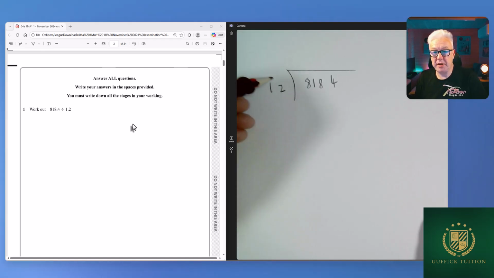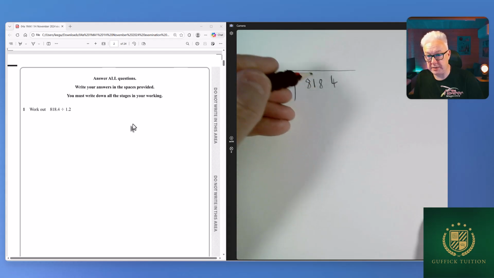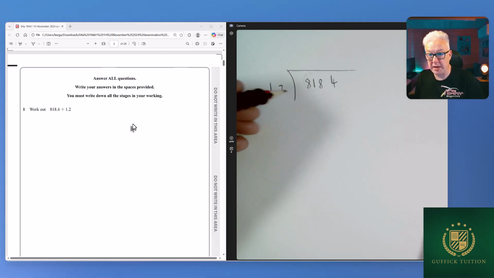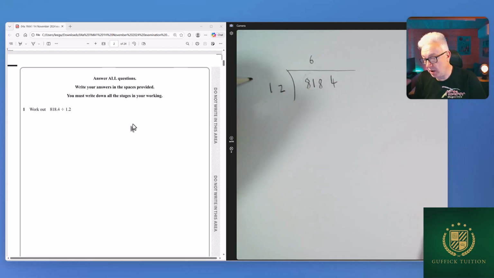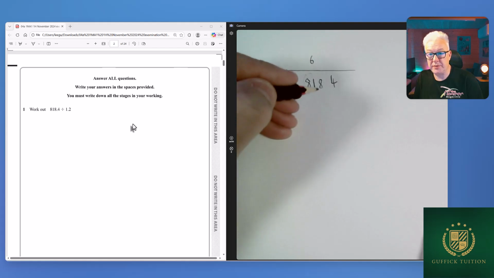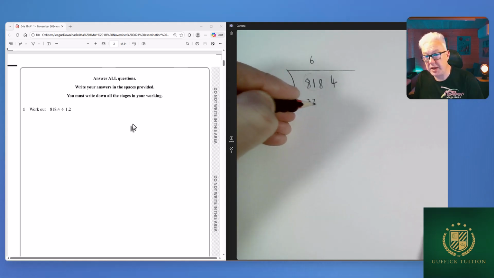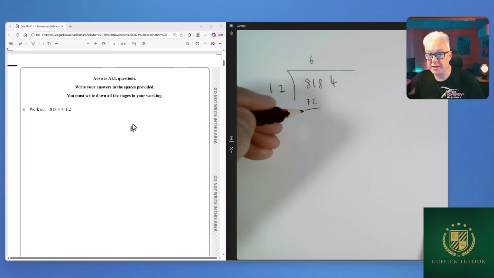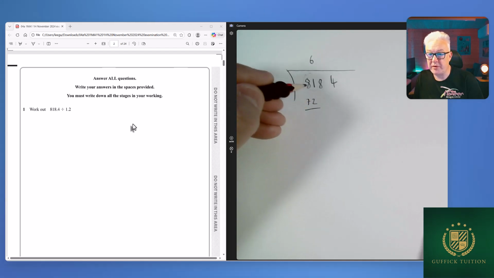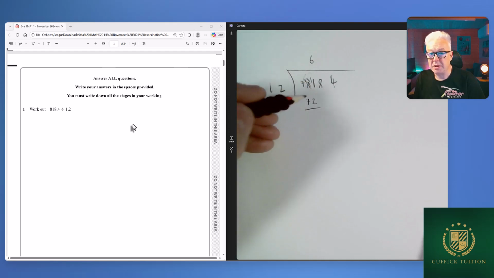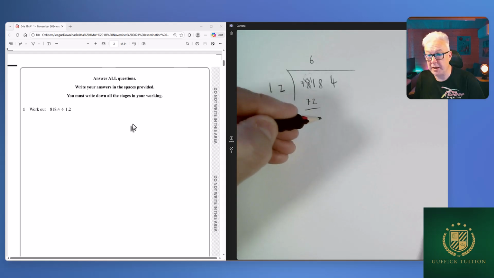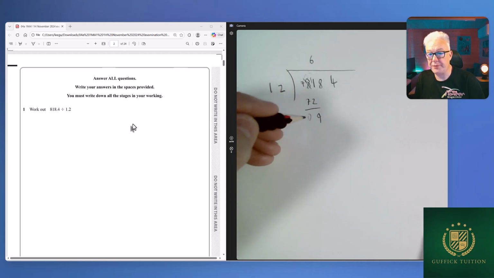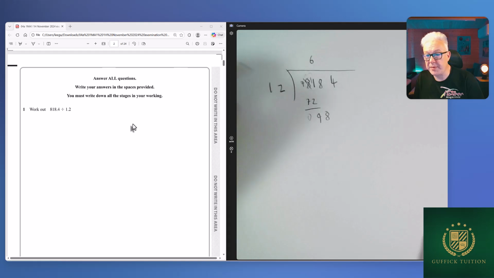So the first thing I need to do is look at the 81, and I say to myself, how many times does 12 go into 81? The answer is it goes in 6 times, because 6 times 12 is 72. So I write down 72 there, and I take 72 away from this. I can't take 2 away from 1, so I cancel that out and lend that one a 1. So 11 take away 2 is 9, and 7 take away 7 is 0.